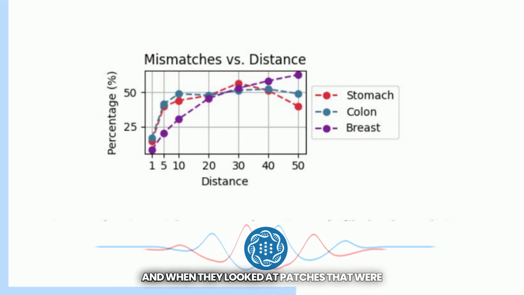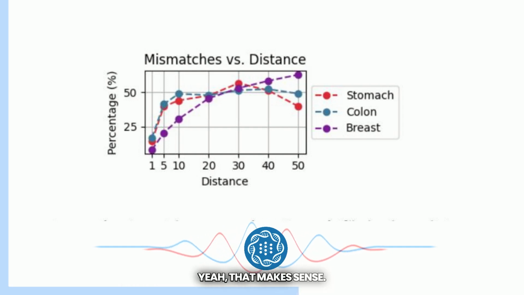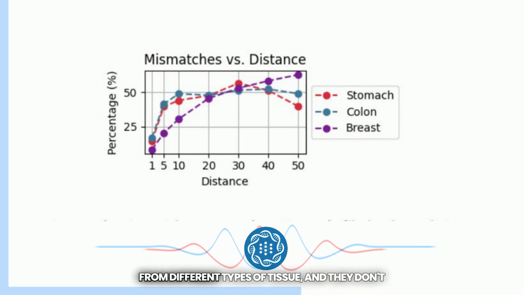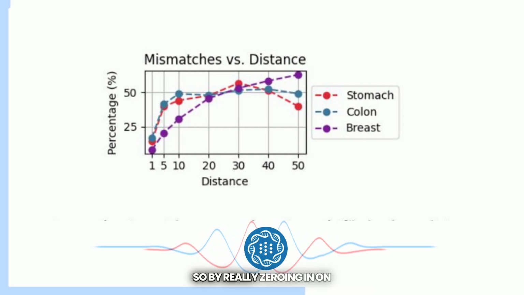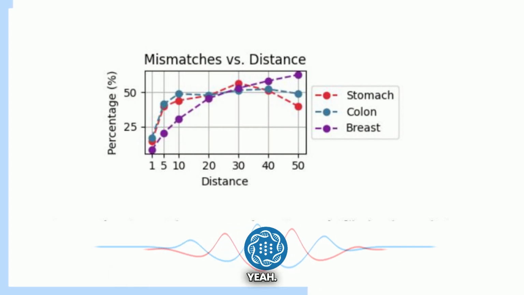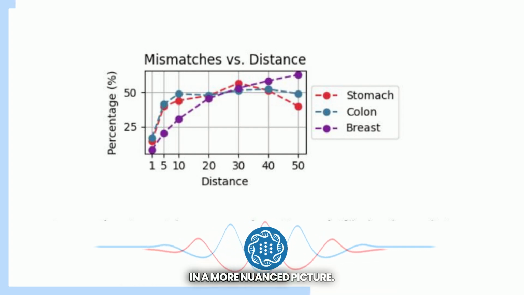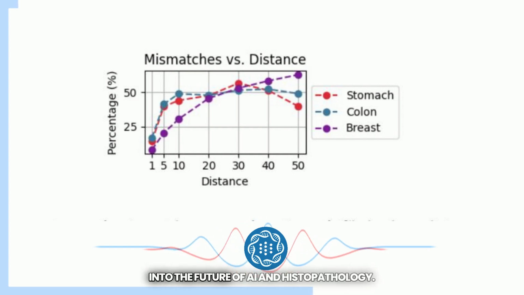Okay. And when they looked at patches that were farther apart, the accuracy tended to drop off. Yeah, that makes sense. They think this is because patches that are too far away are more likely to be from different types of tissue, and they don't provide as much useful information for classification. So by really zeroing in on those spatial relationships between nearby patches, it allows the AI to build a more accurate and a more nuanced picture. So this is all incredibly fascinating. It feels like we're getting a peek into the future of AI and histopathology.